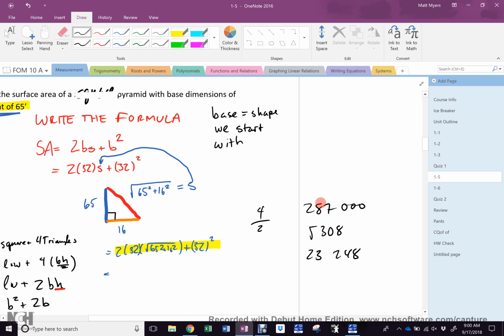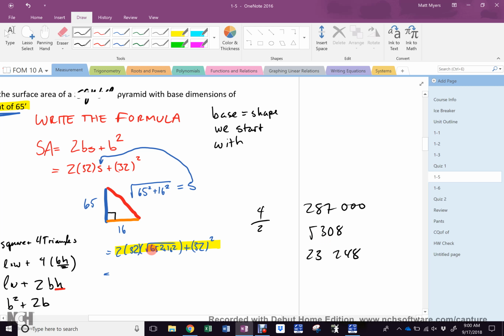As you can see, those are vastly different answers, aren't they? One of them is right. How do you know which one is right? Well, you could guess one of 3, or you could do what you should do every single time. You should estimate. Okay? What is this about?